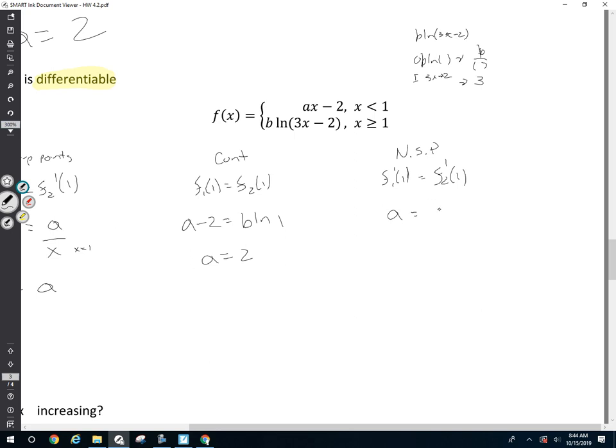So we got b over 3x minus 2 times 3. That's good. That's the derivative of b log of 3x minus 2. This, when a equals 2 and when x equals 1, is what we need to figure out. So I get 3b over 1 equals 2. b is equal to 2/3.